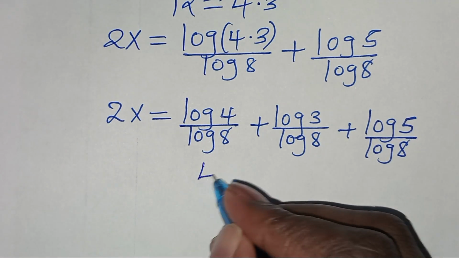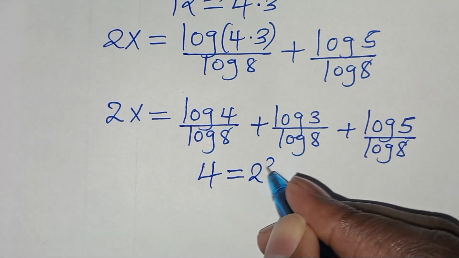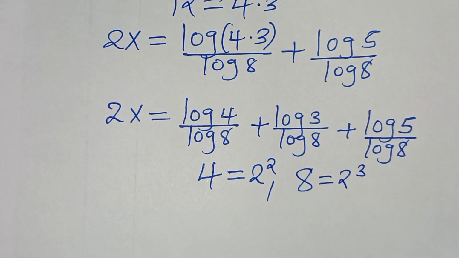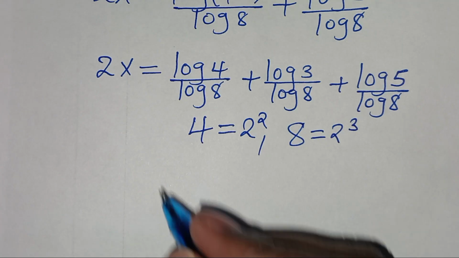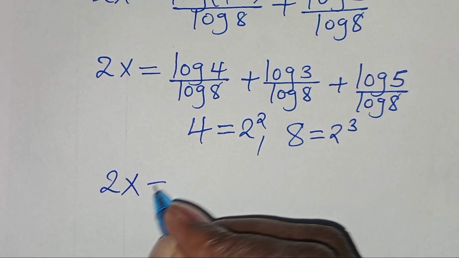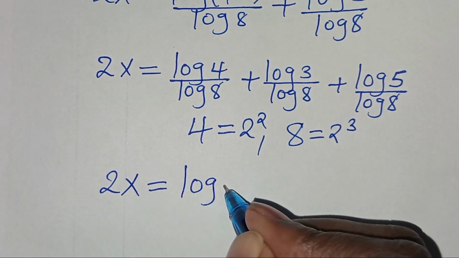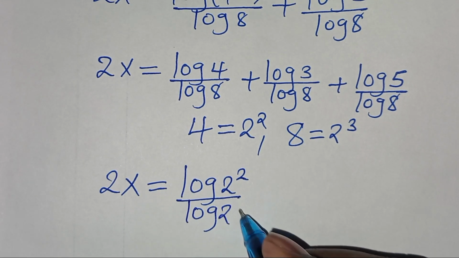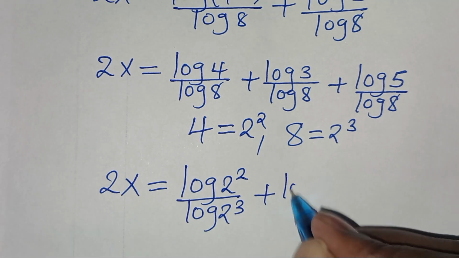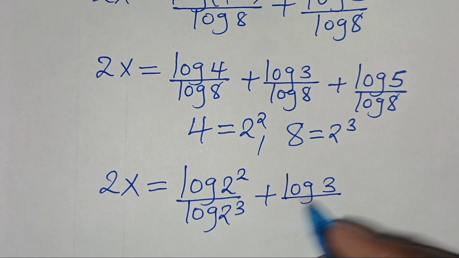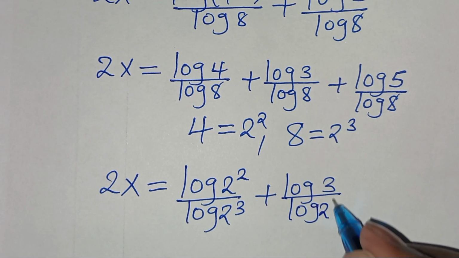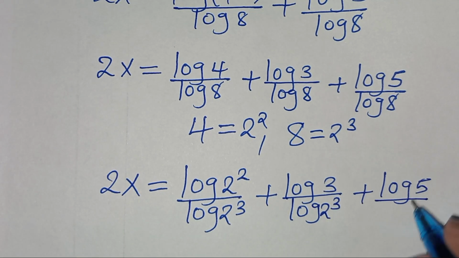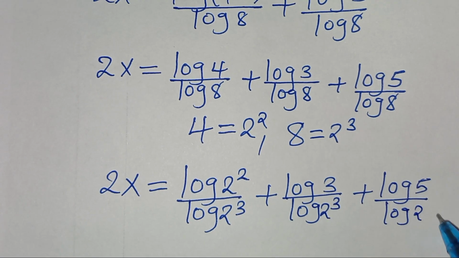We can express 4 as 2 to the power 2, and we can express 8 as 2 to the power 3. So this implies here that 2x is equal to log 2 to the power 2 divided by log 2 to the power 3, then plus log 3 divided by log 2 to the power 3, then plus log 5 divided by log 2 to the power 3.